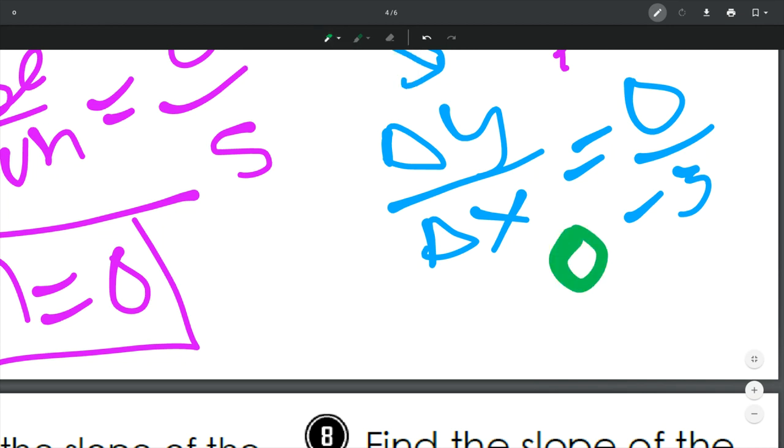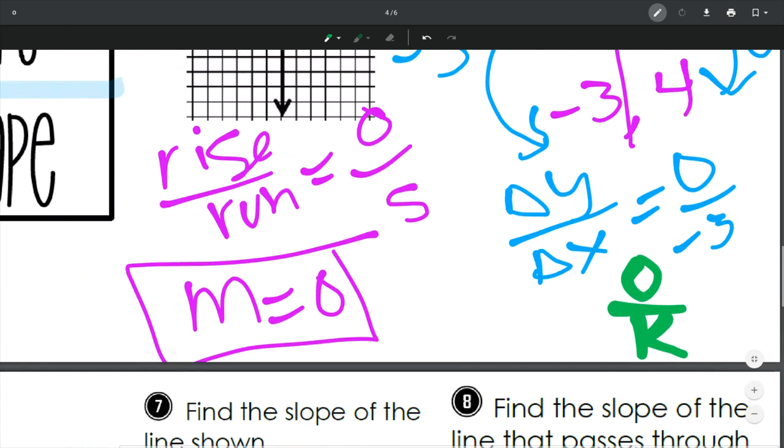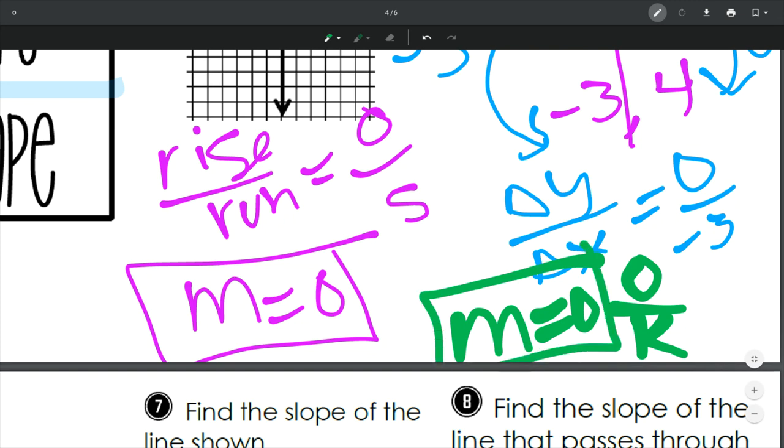And that's okay right here. This looks like an okay because you've got the 0 at the top. And your okay is always just going to get you 0 because it's okay for 0 to be divided by any number. And so your answer for this is just 0.